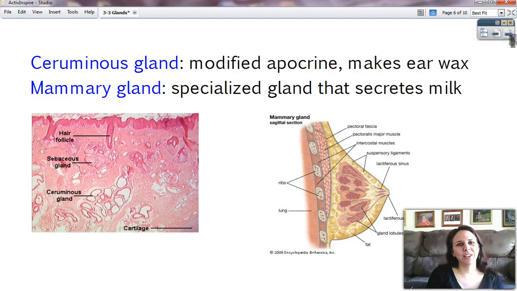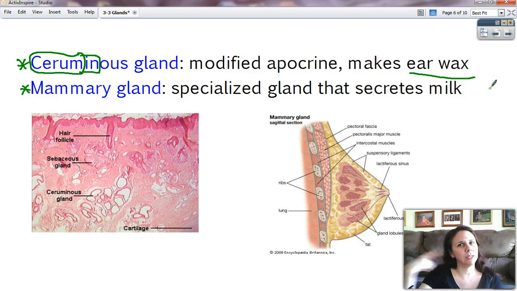All right. There are two different types of specialized apocrine glands. First one, ceruminous glands, and ceruminous, not ineus. Ceruminous glands and mammary glands. The ceruminous glands make the substance called serum or cerumen. You'll see it both ways. And basically all that is earwax. So the only place that we find ceruminous glands would be in your ears. So they are apocrine glands, but their job is to make earwax.